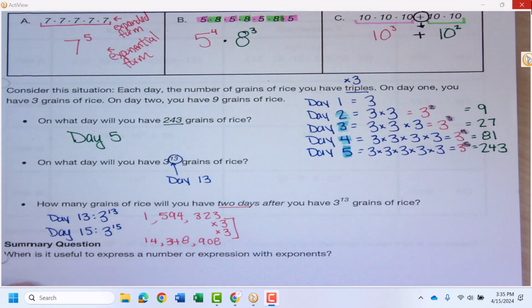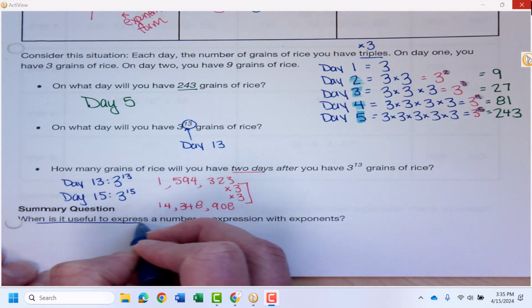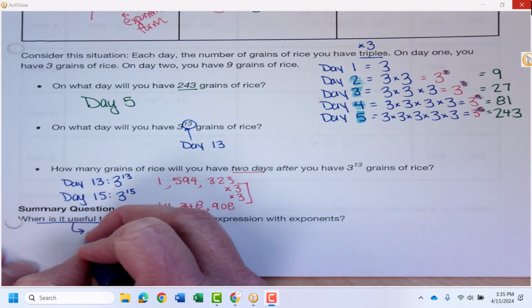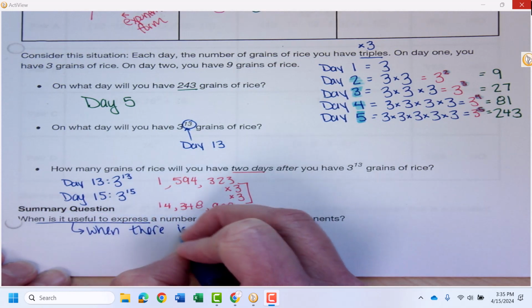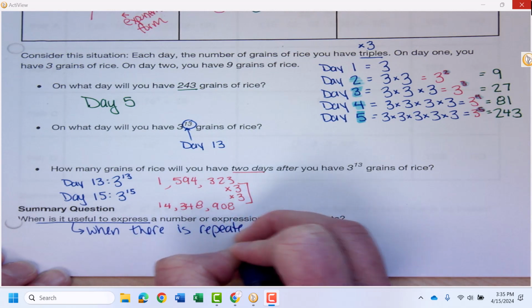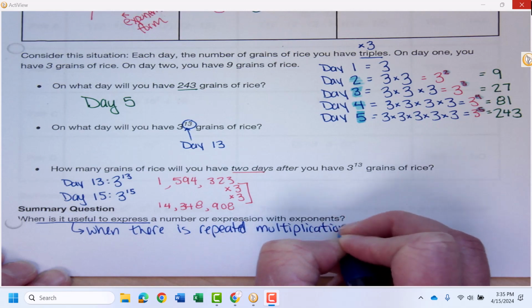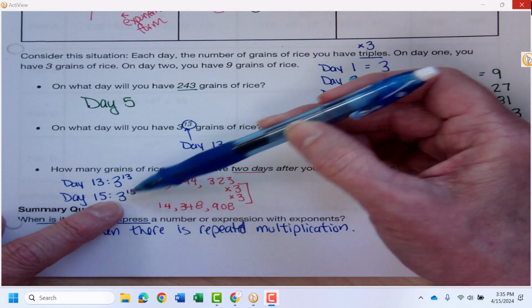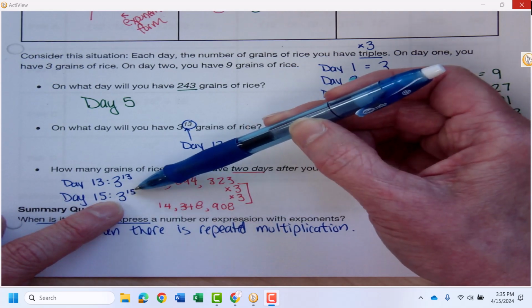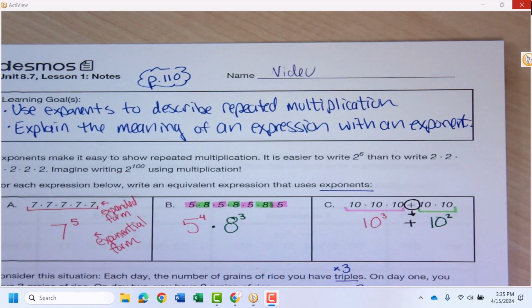So when's it useful to express a number or expression with exponents? Well, it's useful when there is repeated multiplication. Okay, so we've explained the meaning of an expression with an exponent. This really means I've tripled something 15 times. And we've also used exponents to describe repeated multiplication. You should be ready for tonight's practice work.